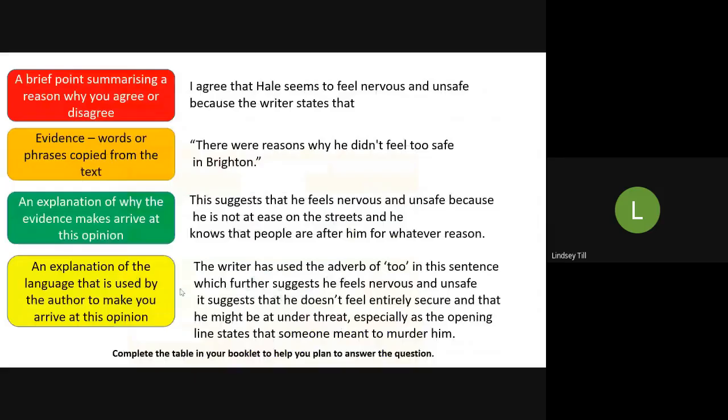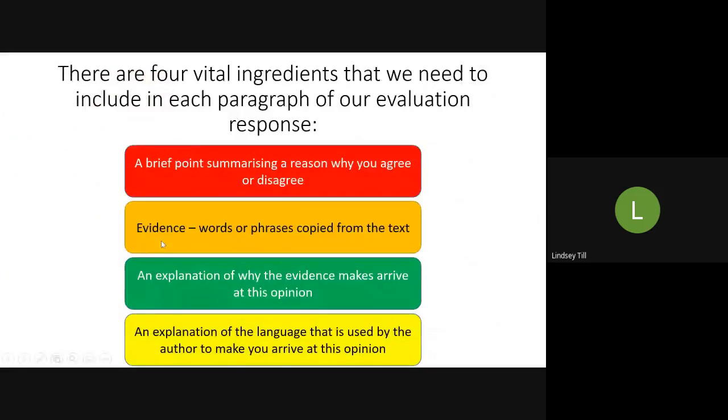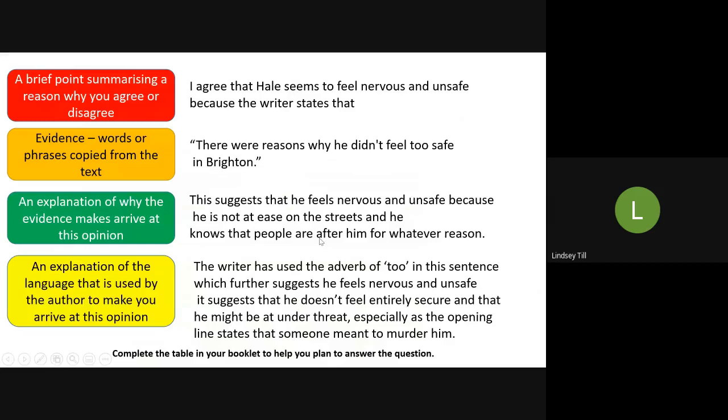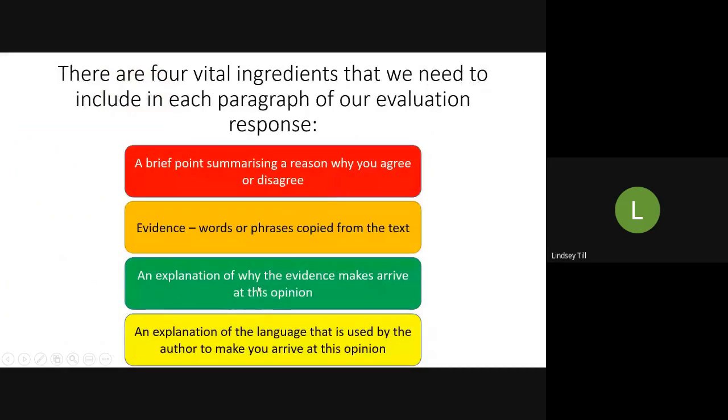I'm just going to go to my next slide. I agree that Hale seems to feel nervous and unsafe because the writer states that. And then, of course, we need evidence, words or phrases copied from the text. There were reasons why he didn't feel too safe in Brighton. We then need an explanation of why the evidence makes me arrive, I've missed a word out there, sorry, at this opinion.